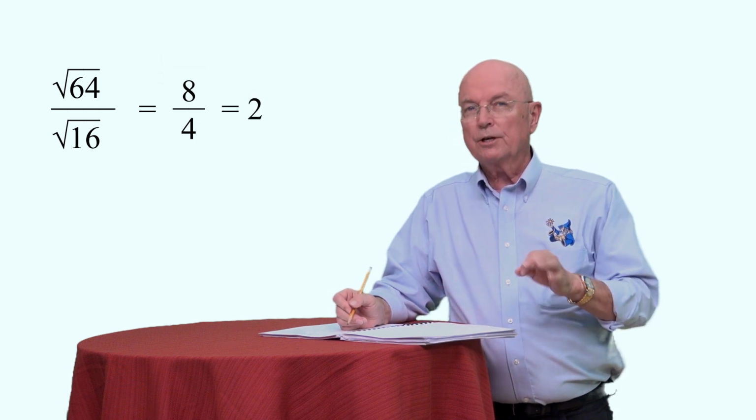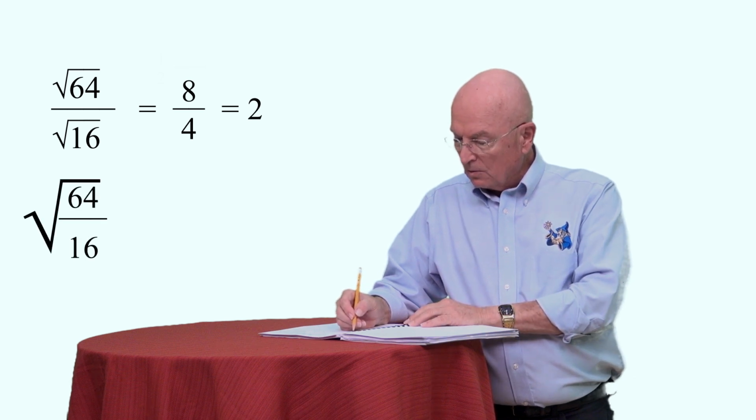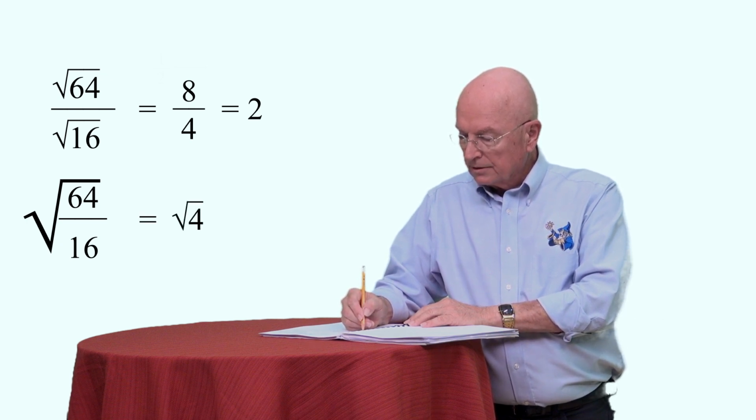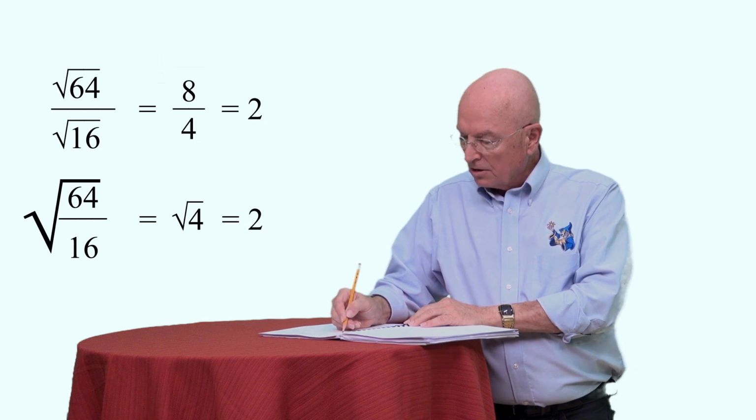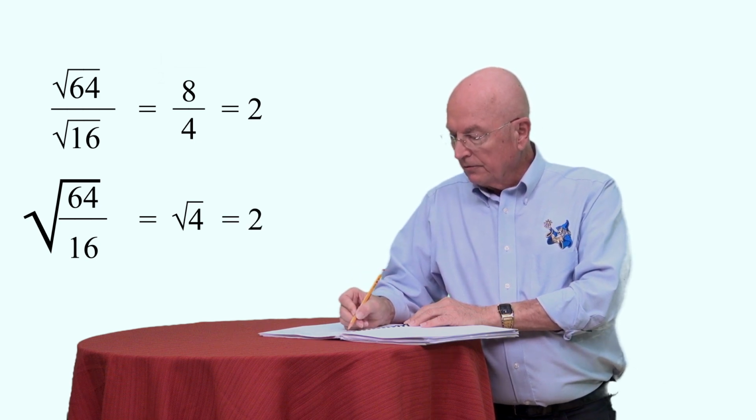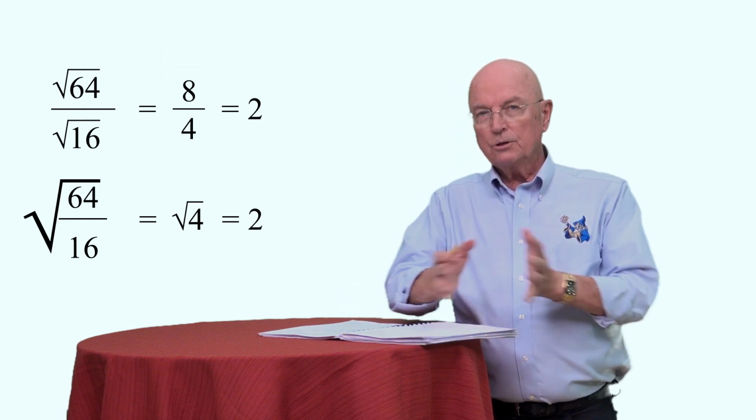However, there's a little trick you can do here. Because 16 is a factor of 64, you can divide it in before you start taking square roots. So 16 into 64 gives us 4. So the square root of 4 is also 2. So you get the same answer. Figure out which one of those two methods works for you and use that on test day.